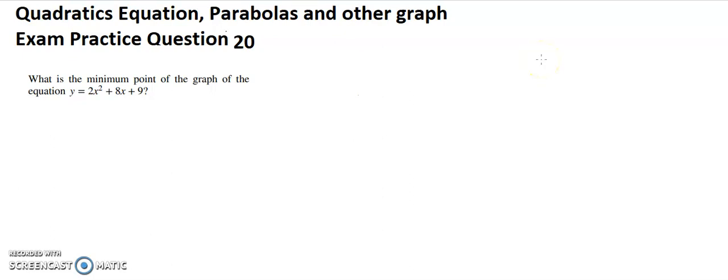Quadratic equation, parabolas and other graph exam practice, question 20. What is the minimum point of the graph of the equation y equals 2x squared plus 8x plus 9?